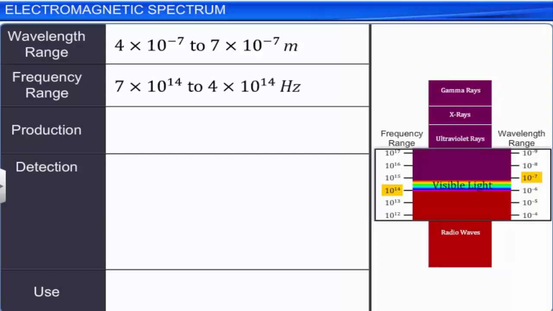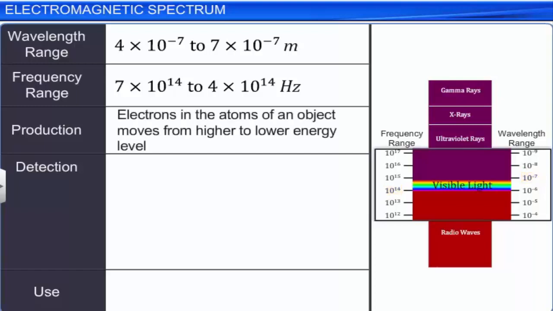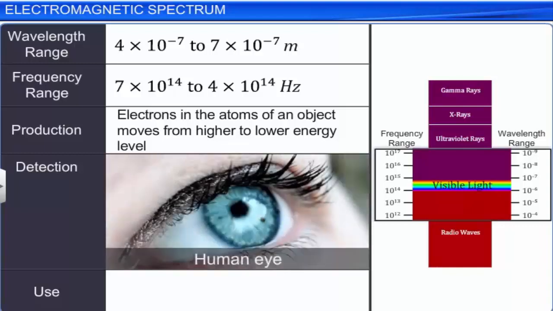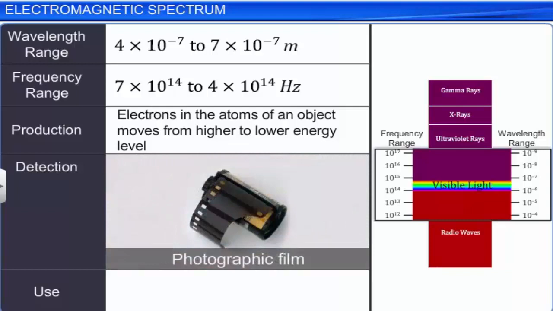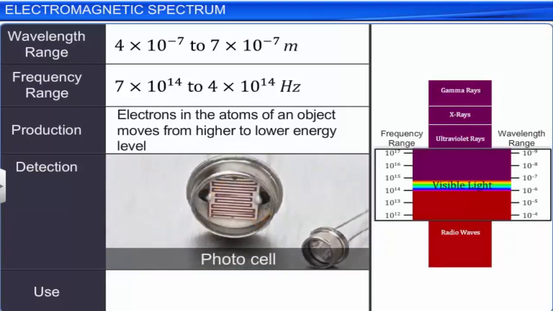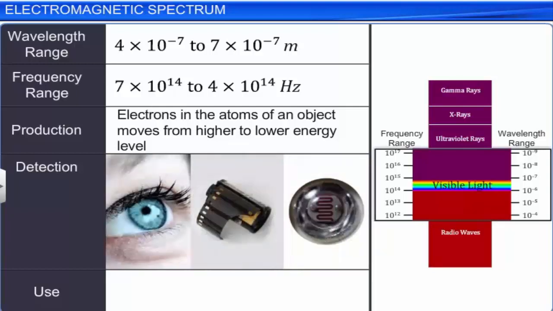Visible light emits from an object when electrons in the atoms of the object move from higher energy levels to lower energy levels. Visible light can be detected by the human eye, photographic films and photocells. The light emitted from or reflected from an object helps us to view the object.